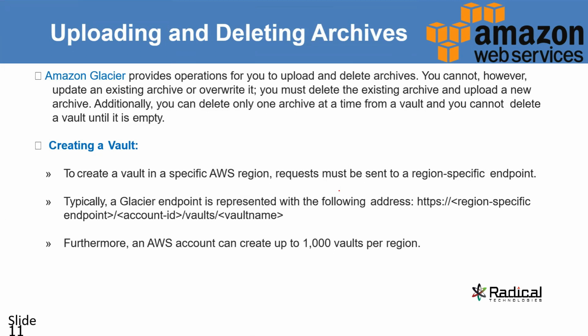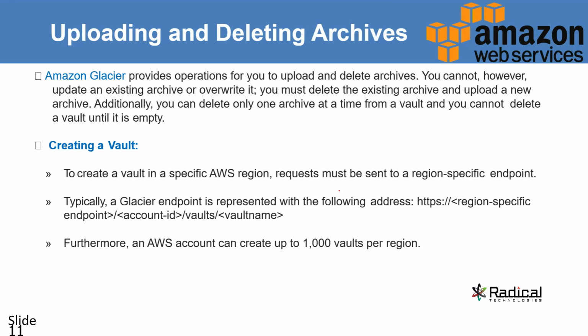Amazon Glacier provides operations for you to upload and delete archives. You cannot, however, update an existing archive or overwrite it. You must delete the existing archive and upload a new archive. Additionally, you can delete only one archive at a time from a vault, and you can't delete a vault until it is empty. Creating a vault.